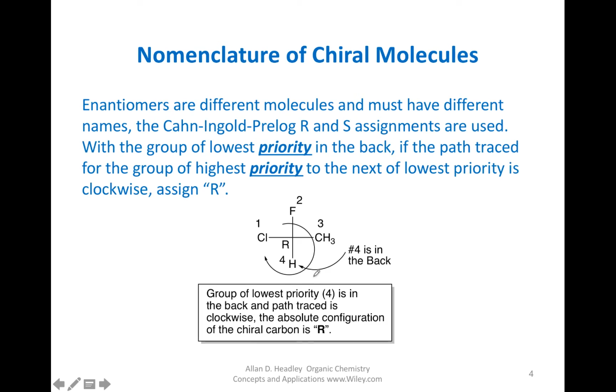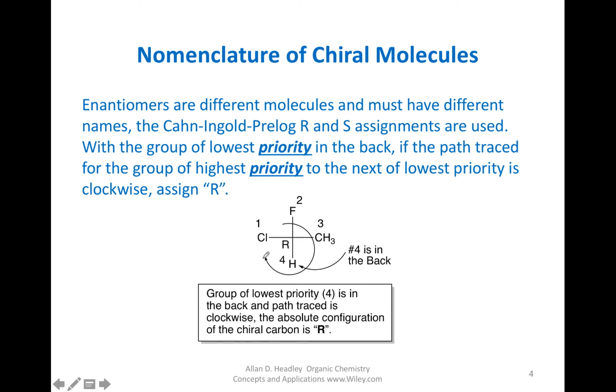Okay, what we'll do here is we will learn to name enantiomers. We just mentioned that enantiomers are actually different molecules. They're not the same. They look very much the same, but they are different. If they are different molecules, they must have different names. Just like you have the cis and the trans for the geometric isomers, here we'll have different names for enantiomers.